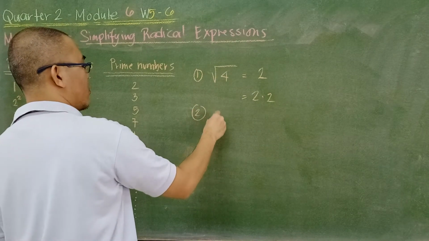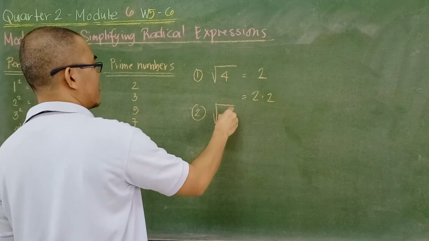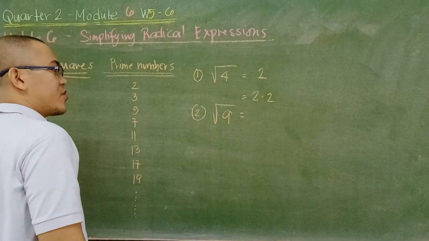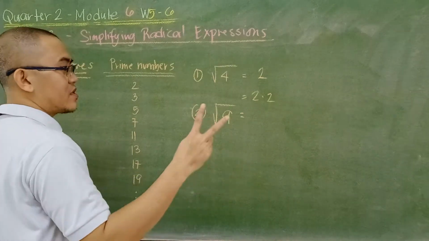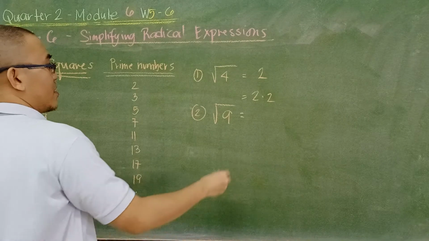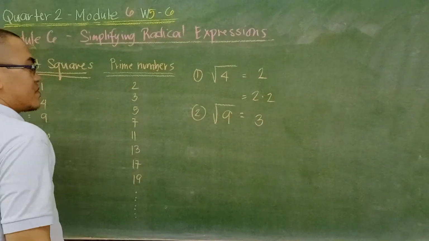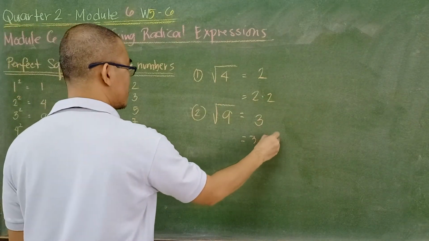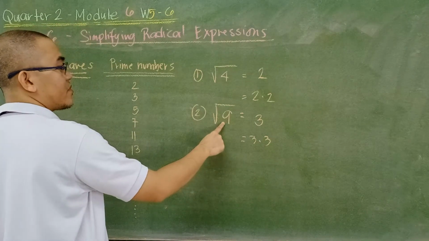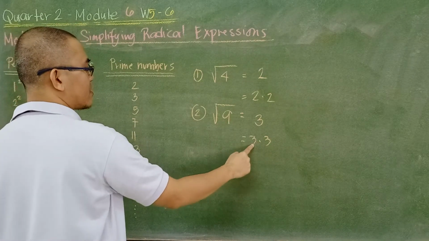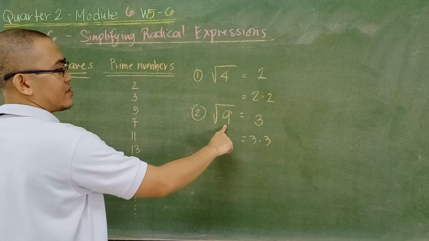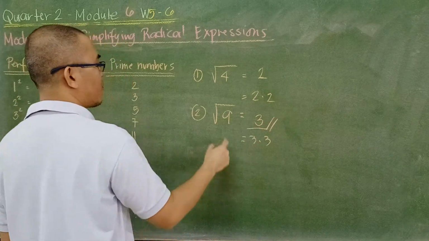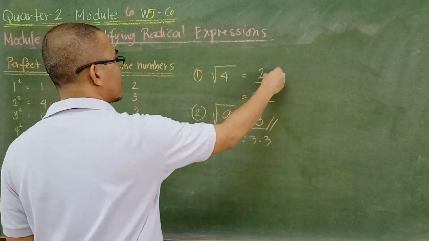Another example is the square root of, let's say, 9. What number multiplied by itself twice gives you 9? And that is 3. Because 3 times 3, you'll get 9, right? So 3 is the number multiplied twice to get the radical 9. So 3 is our answer for the square root of 9.